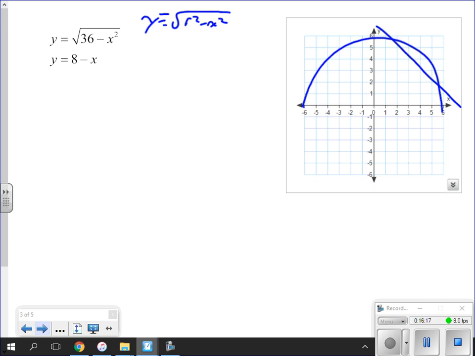Now, this is an easy one to set up. I have y equals something and y equals something. If y equals two somethings, those two somethings are equal. The transitive property. If y equals a and y equals b, then a equals b. Transitive property, right? Square root of 36 minus x squared equals 8 minus x.